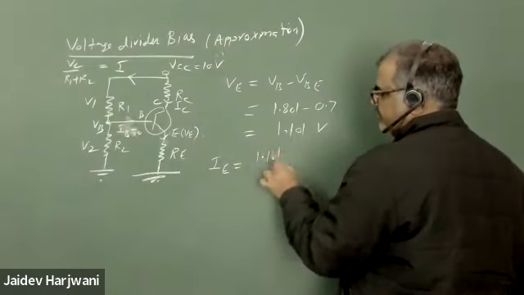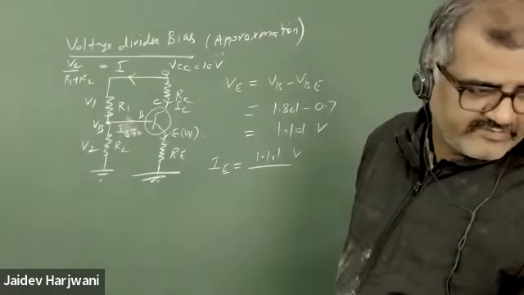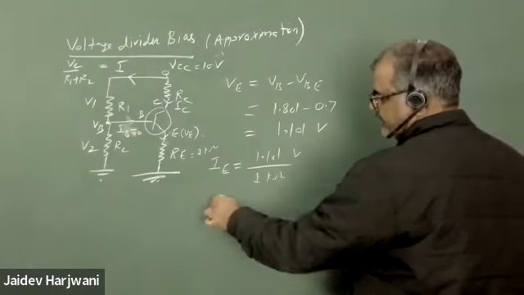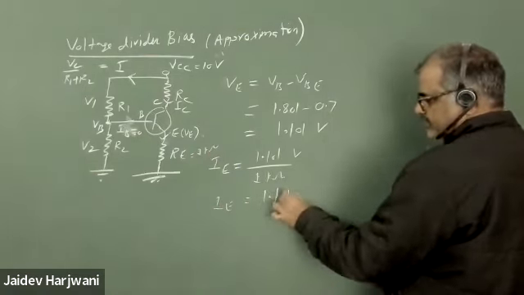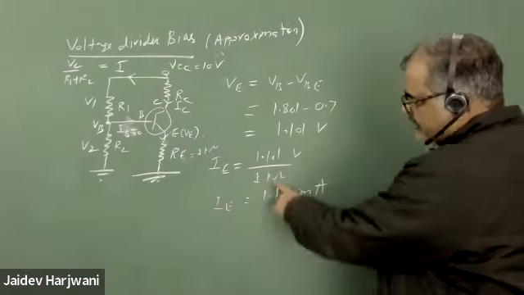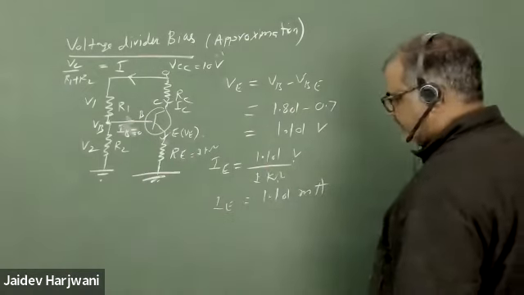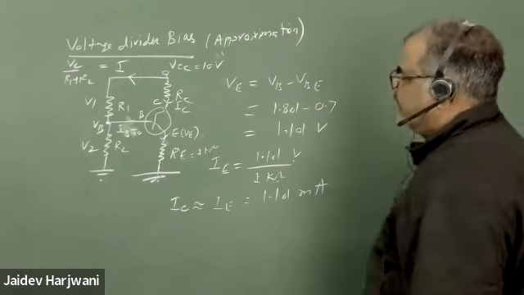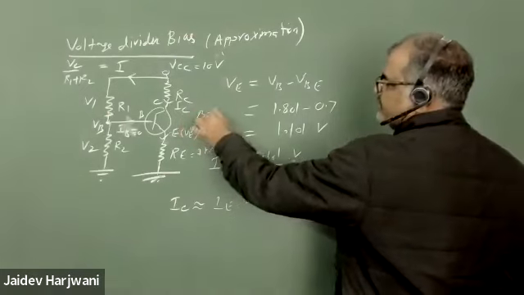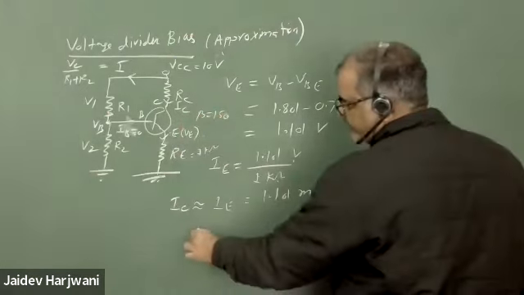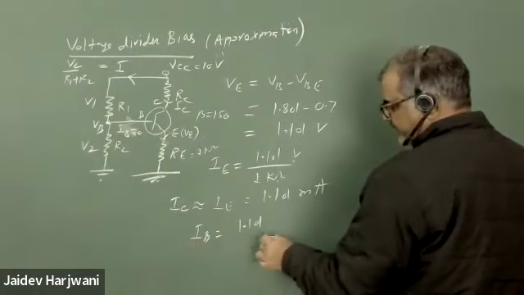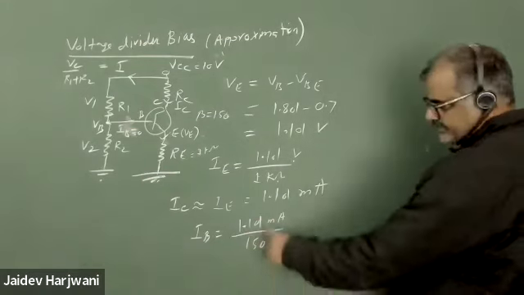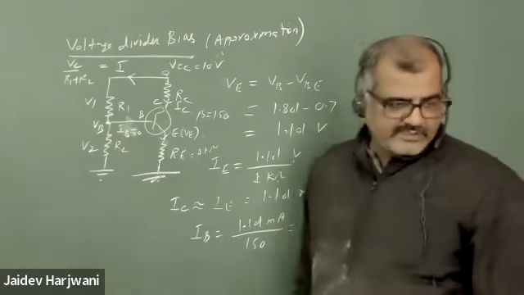IE is your 1.101 volt divided by RE value, which was 1 kilo ohm. So IE automatically becomes 1.101 milliampere, because here you have kilo ohm, so this becomes milliampere, and you can assume this is also almost equal to your IC. Now you know the IC, and beta in the question is given 150. So you can do back calculation of IB. IB will be your 1.101 milliampere divided by 150. So what is this value? This is 7.3 microampere.